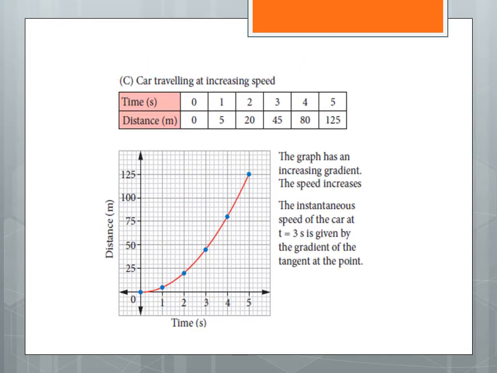Car traveling at increased speed. Time 0, 1, 2, 3, 4, 5. Distance 0, 5, 20, 45, 80, 125. If you plot, the graph has an increasing gradient. The speed increases. The instantaneous speed of the car at t equal to 3s is given by the gradient of the tangent at that point.